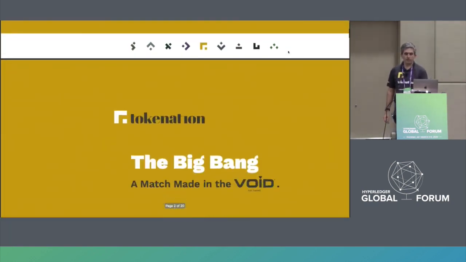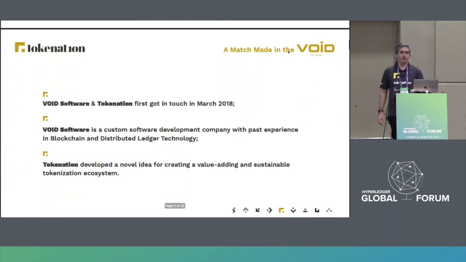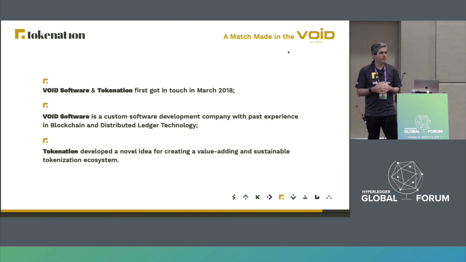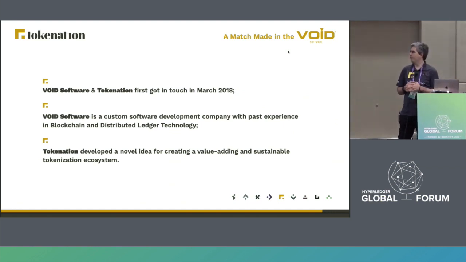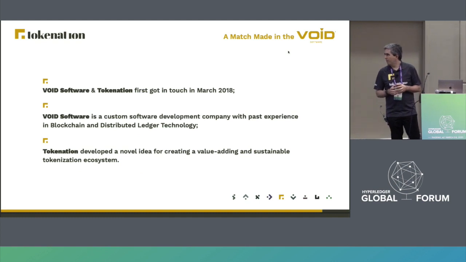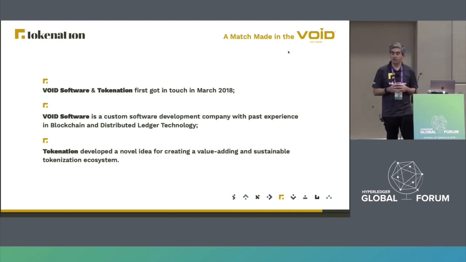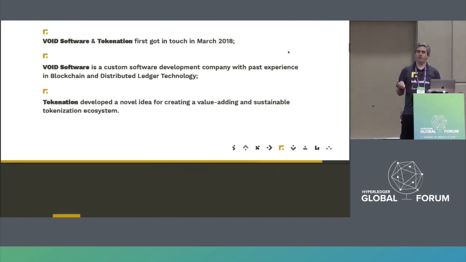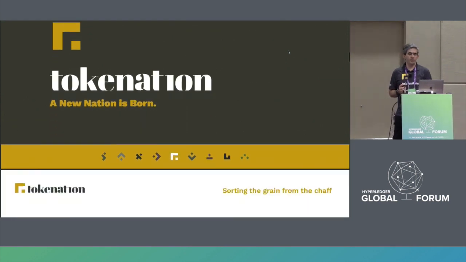So Tokenation and VOID, we started collaborating in March 2018, so a couple of years ago, when we were approached to try to come up with a technical solution for their project. And we brainstormed together a lot. We had a period where we were going back and forth with many possibilities. Basically, Tokenation had developed a novel idea in terms of creating a new platform for a whole new tokenization ecosystem. But they needed a technical solution that would support their expectations and their objectives.